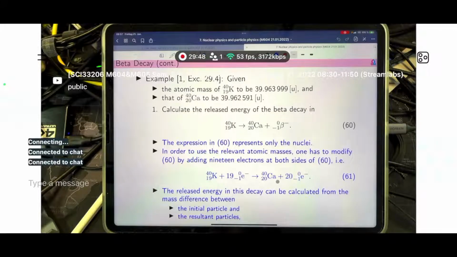Again, the released energy could be found from the famous Albert Einstein relation, E equals mc squared. But for us in this topic, we are going to use the simple version: 931.5 mega electron volt per atomic mass unit. That's the version we're going to use.